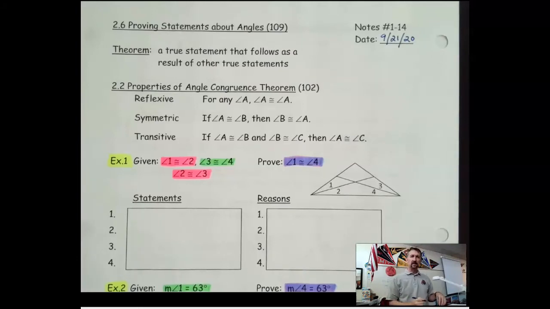Alright, so this is section 2.6, proving statements about angles. Some students get a little intimidated by proofs, and what I would tell you is that we don't ask you to come up with a proof on your own. We mostly will ask a proof that is very similar to proofs that we've already done.